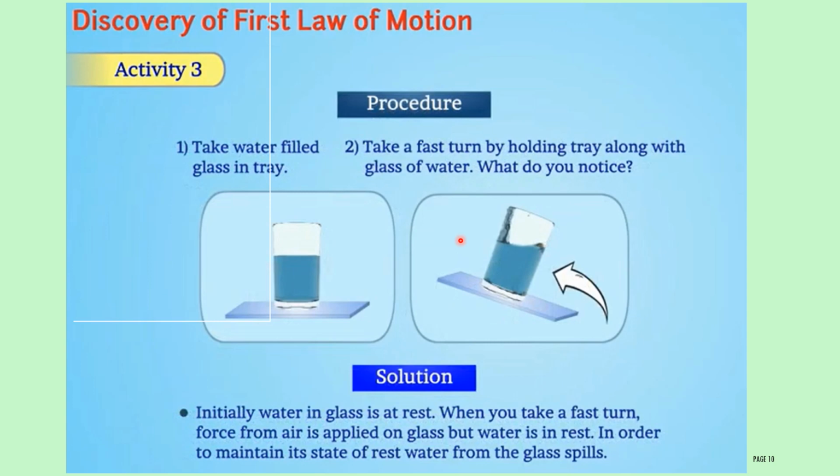The water from the glass spills because the force from the air is applied only on the glass, not on the water. Therefore, the water has to maintain its state of rest, so the water in the glass spills out of the glass.